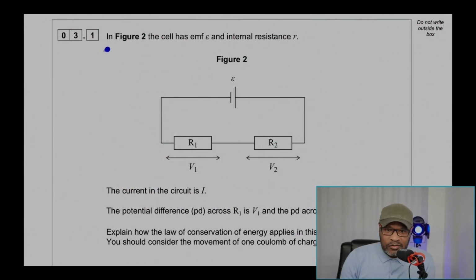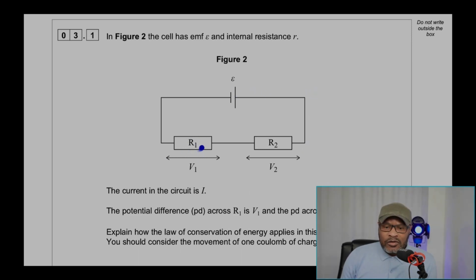Question 3.1. In Figure 2, the cell has an EMF, or electromotive force, and internal resistance r. The EMF supplies energy to the valence electrons in the wire, and these electrons will flow from the negative end of the battery. So that's a negative, this is a positive, and the electron flows here, and the current will then flow in the opposite direction.